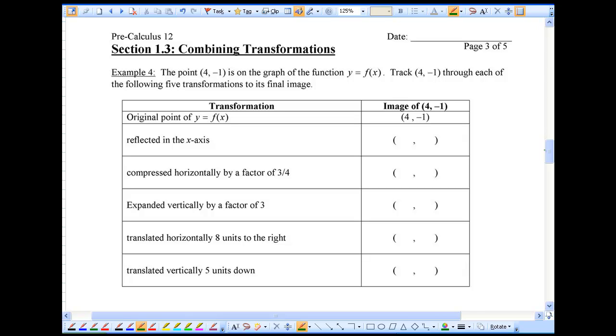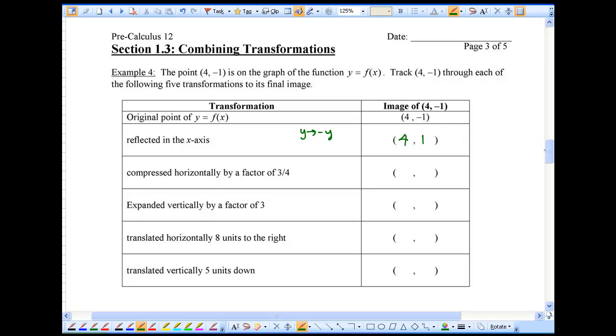Now, when you reflect in the x-axis, think what happens. What value changes? Is it the x value that changes or the y value that changes? And if you said the y value changes, you're right. The y value becomes negative. So 4 stays the same, but the y value becomes negative. Negative of negative 1 is positive 1.